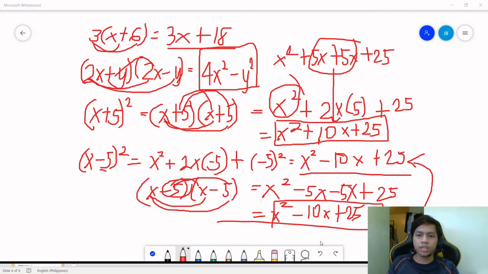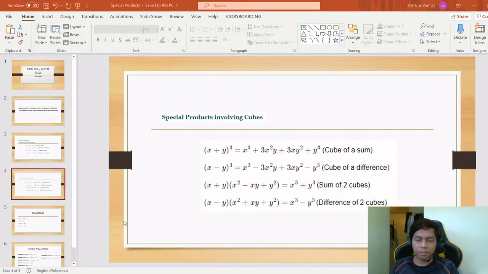Special products involving cubes. Let me show you again the PowerPoint presentation. So we have x plus y cubed. That's the cube of a sum. So that will be x cubed plus 3x squared y plus 3xy squared plus y cubed. Then x minus y cubed is x cubed minus. Notice the signs here are minus, plus, minus. That's how it is for the cube of a difference.